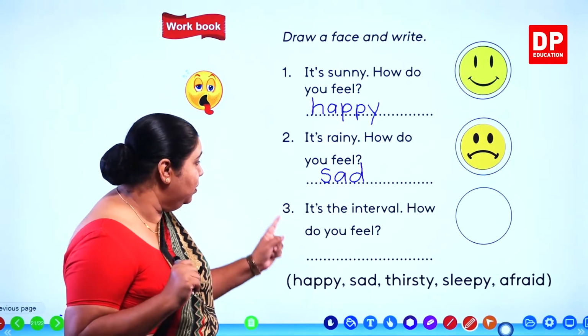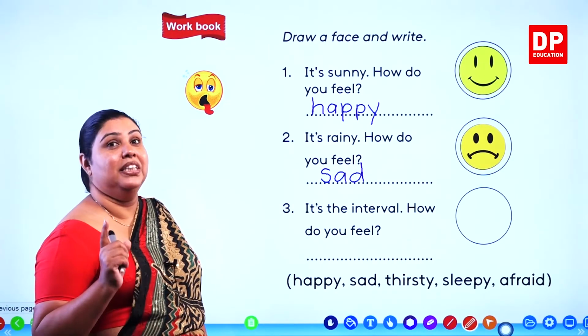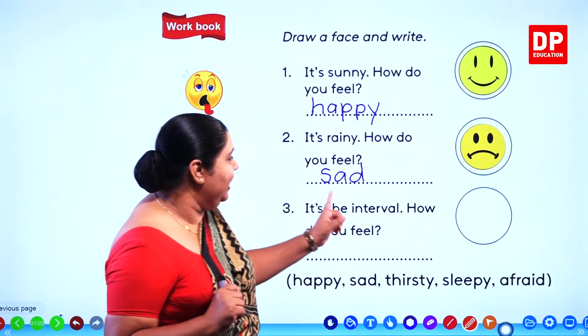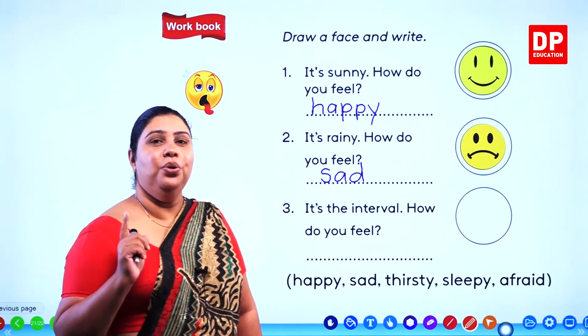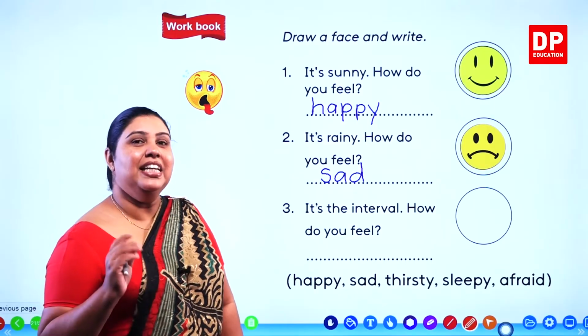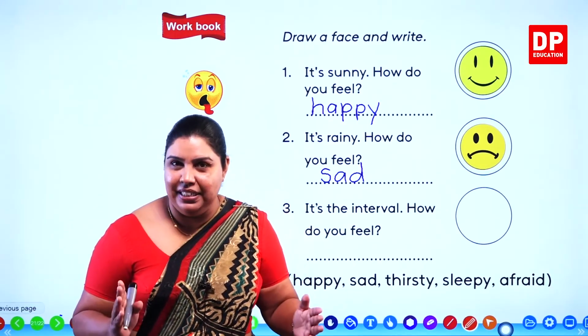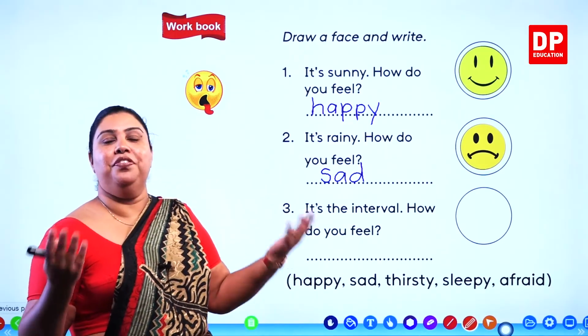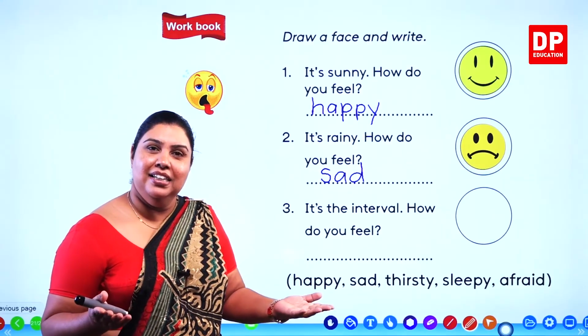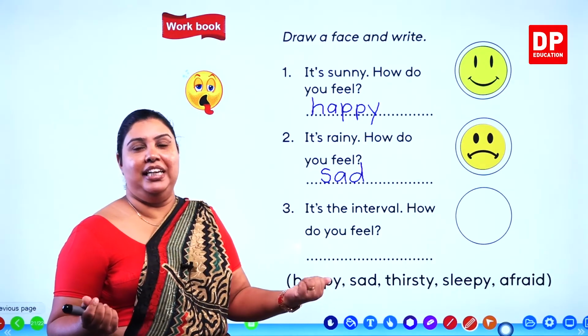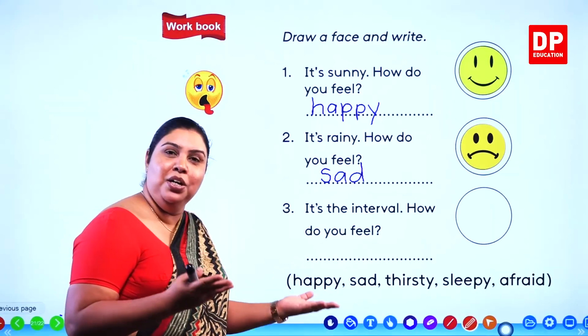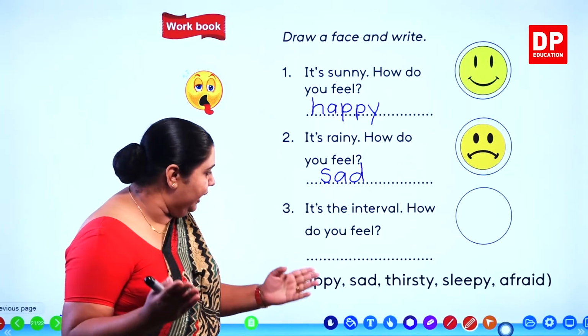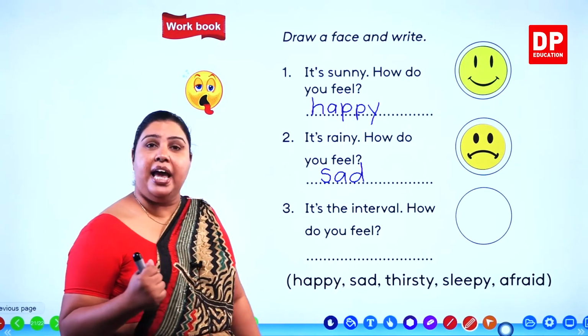Right? Now how about our third one? The third one. It's the interval. How do you feel? It's the interval. Now during the interval time, you can say you feel happy. Why is that? You can feel happy, during the interval time. You are happy because you can go and eat. During the interval time, can you say you're sad?